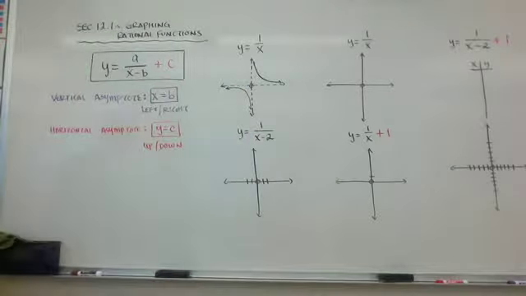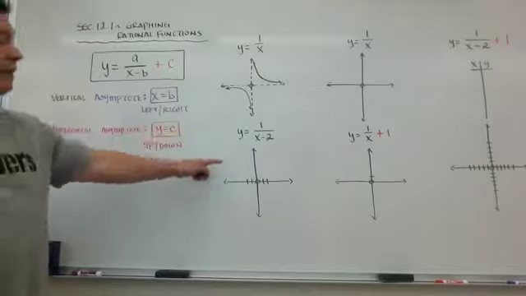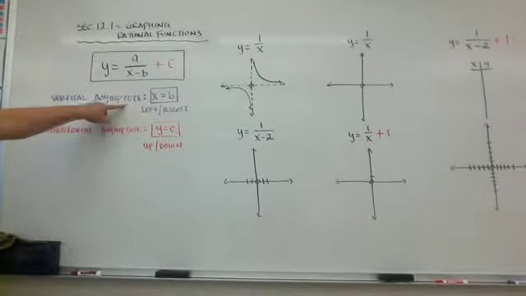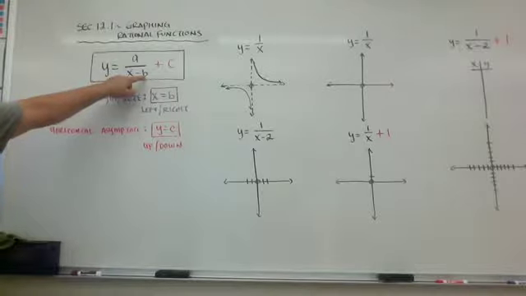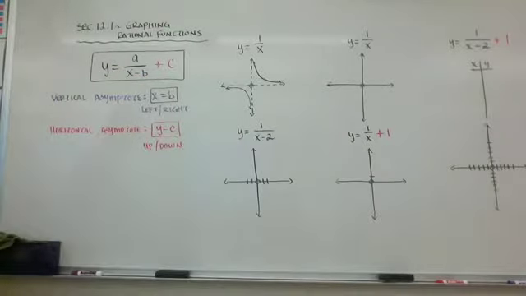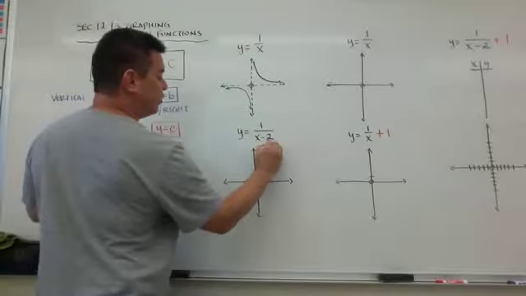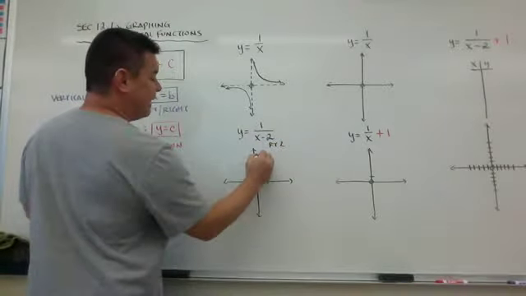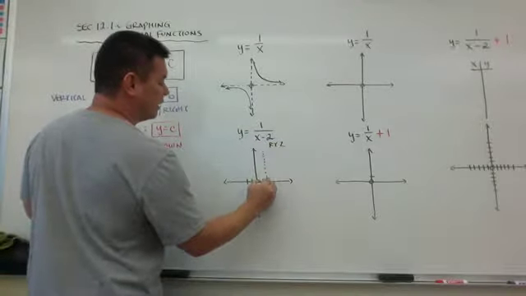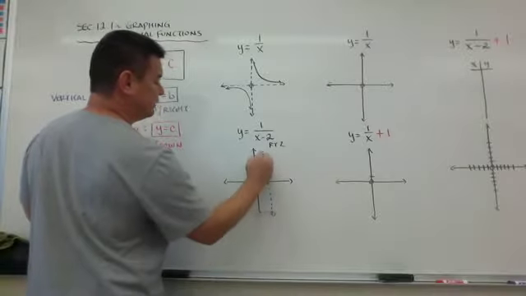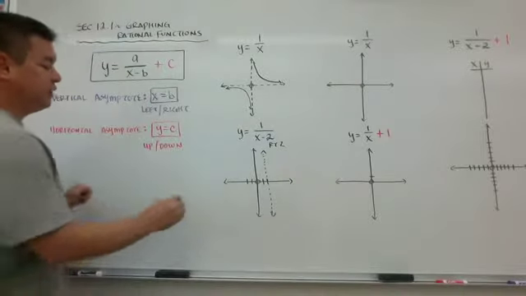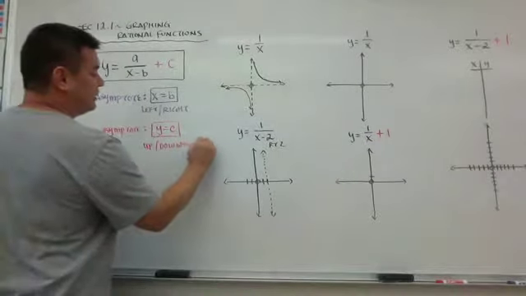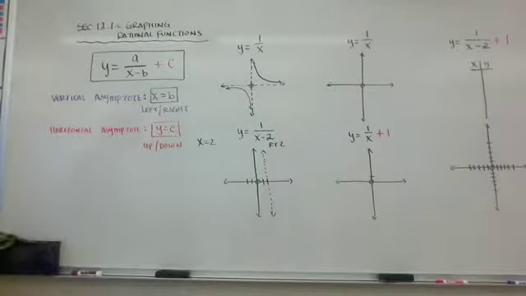Okay, so if it has y equals 1 over x, pretty simple. If you have y equals 1 over x minus 2, that means your vertical asymptote is going to move. And because it's minus and it's a positive 2, it's saying you're going to go right 2. So in this case, you're going to go right 2 units, and that's going to be your vertical asymptote. And it's a line. So x is equal to 2, that's your vertical asymptote.